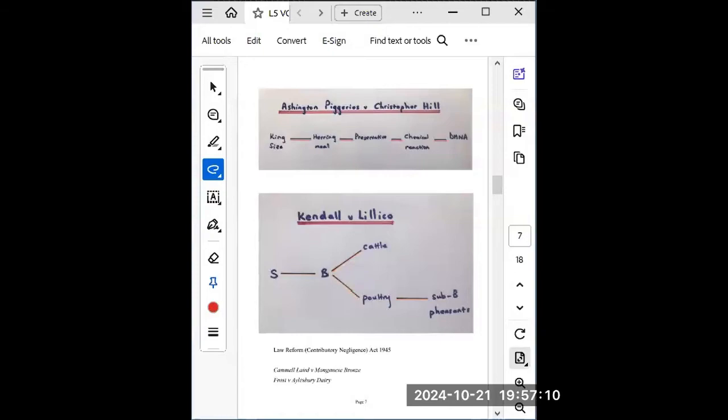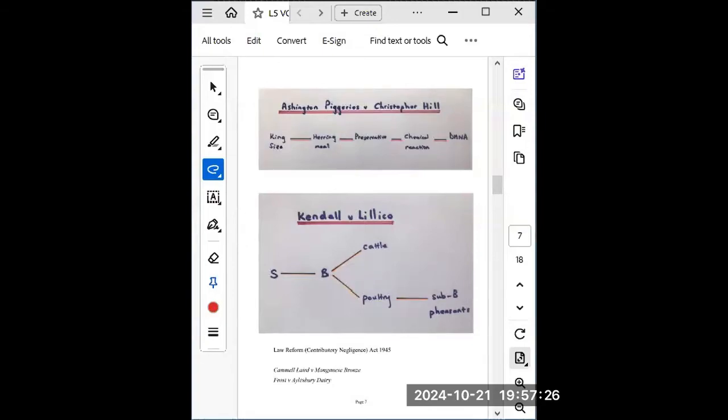So, the upshot of all of this is that if goods have only one purpose, the buyer will have impliedly made known his purpose. That's the authority in Priest against Last, the hot water bottle.